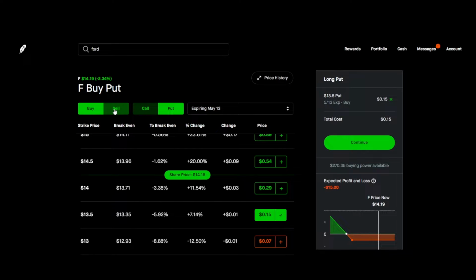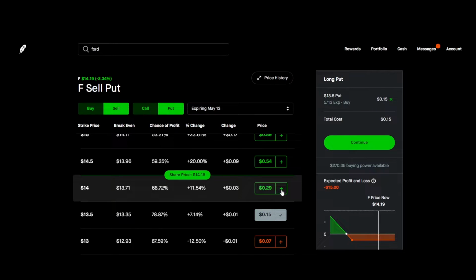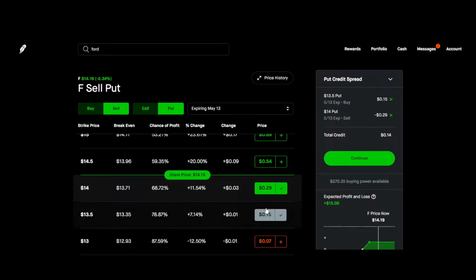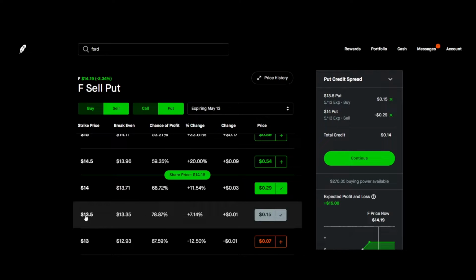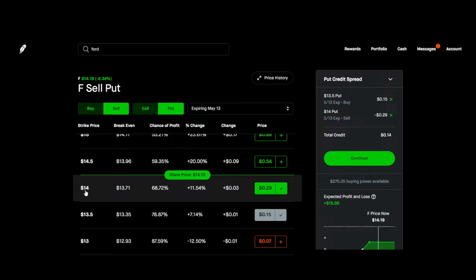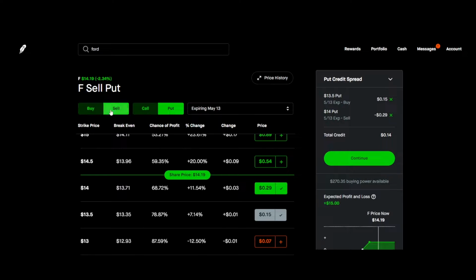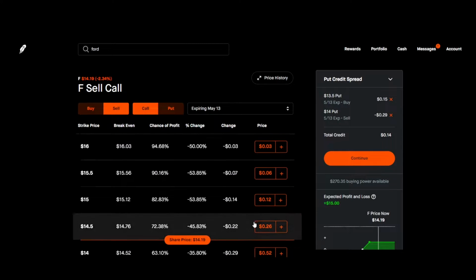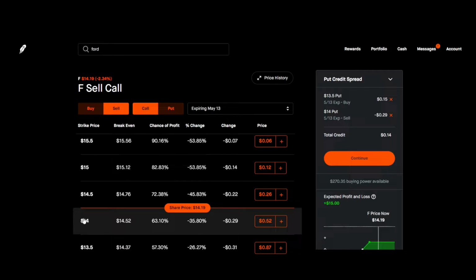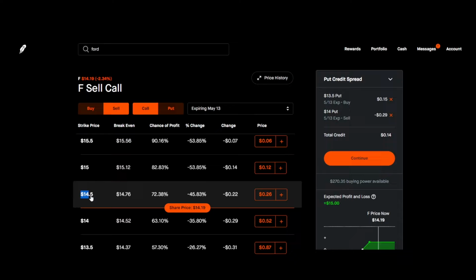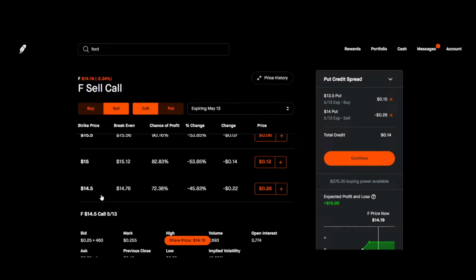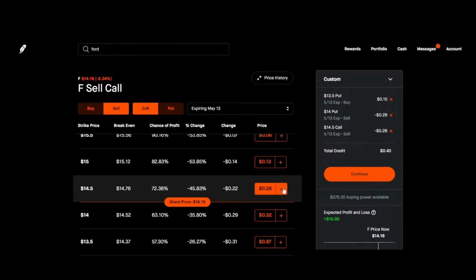Then what we're going to do is sell that same put 1 above. So you can see we bought the put right here at 13.5 and we sold the put right here at 14. And then you're going to sell a call 1 above all of that. So if we sold the put at 14, that's the one we just did. Now we're going to sell the call at 14.5. So we click this right here.